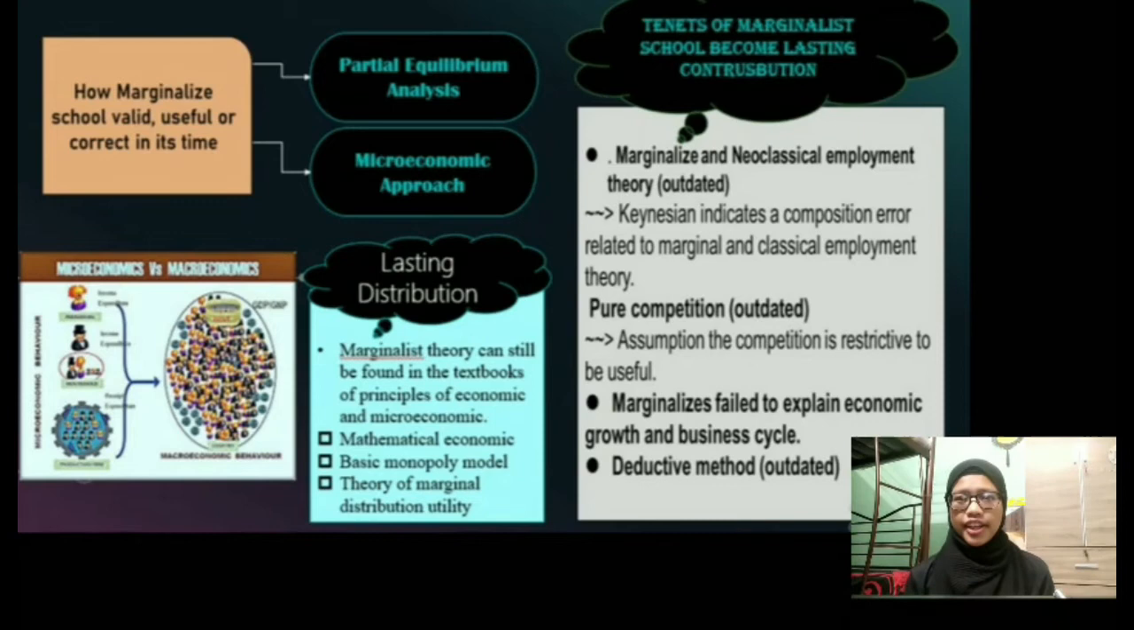Okay, now I will continue with the point, how was the marginalist school valid, useful or correct in its time? As we know, the marginalist school developed new and powerful tools of analysis, especially in geometric diagrams and mathematical techniques.